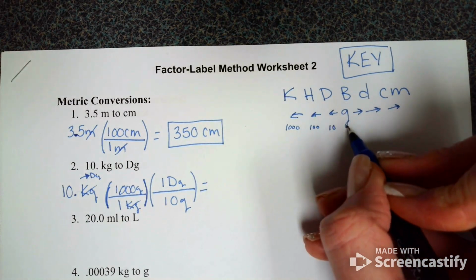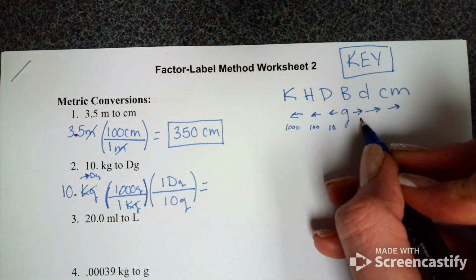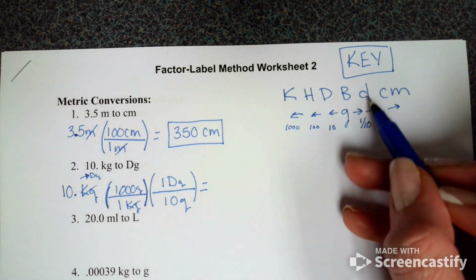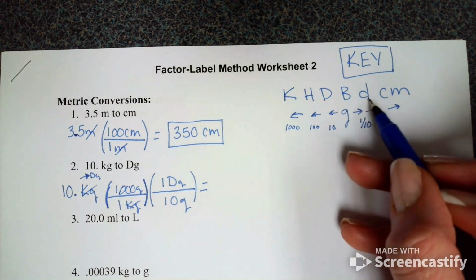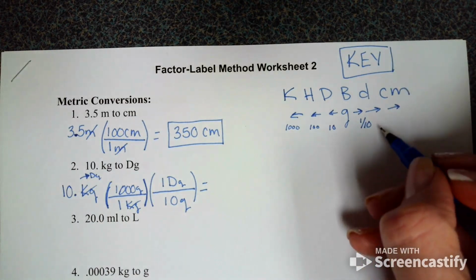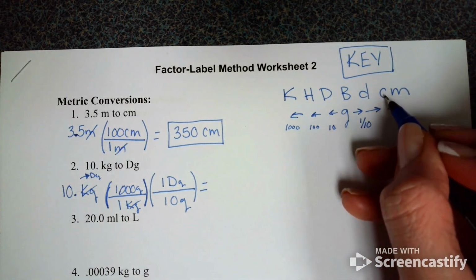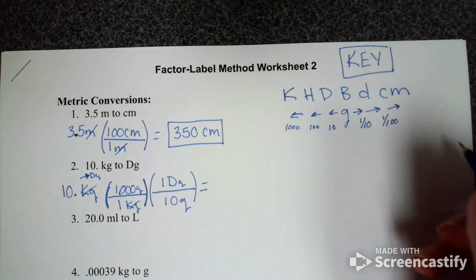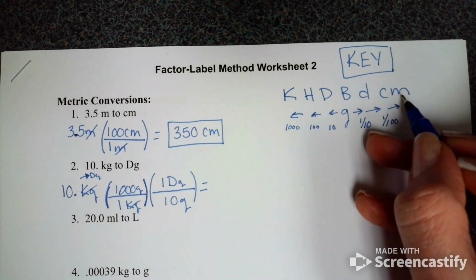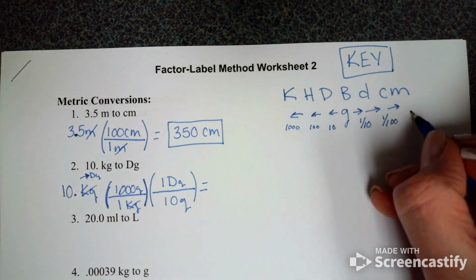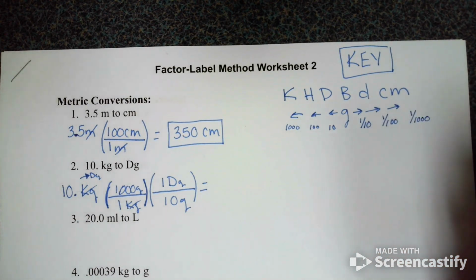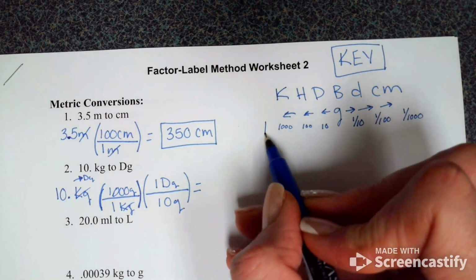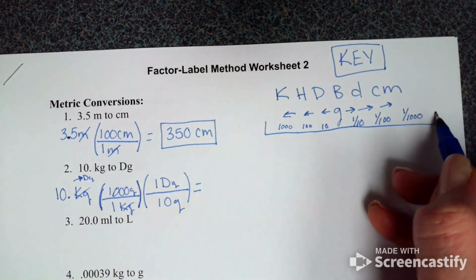Now if we go this way, we get smaller. So from the base of a gram, and we go over to a decigram, that is 1/10 of a gram. Essentially, you take a gram and you divide it into 10 little pieces. Each one of those little pieces is a decigram. We go over one more time to a centigram, the C, and that is 1/100th of a gram. We go over one more time to my M, which is a milligram, and that is 1,000th of a gram. This is the amount I expect you to remember.